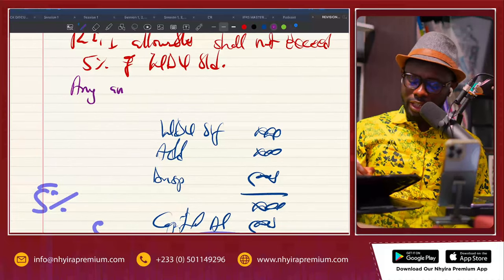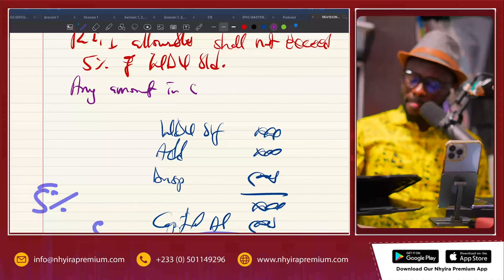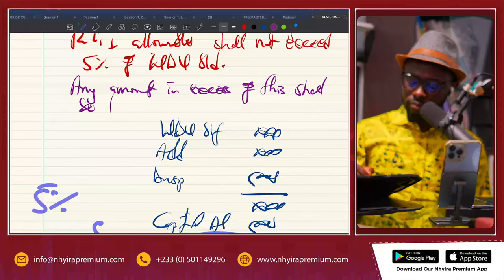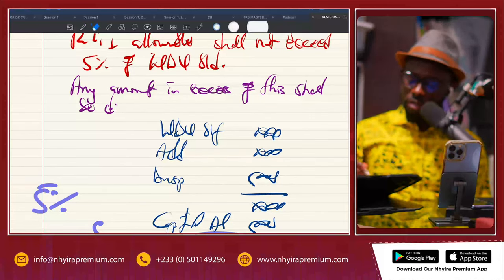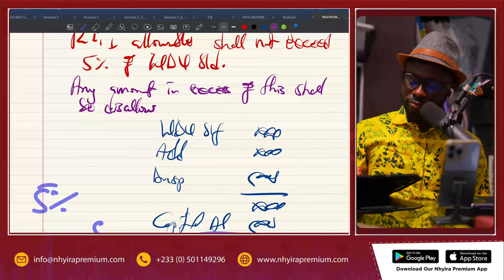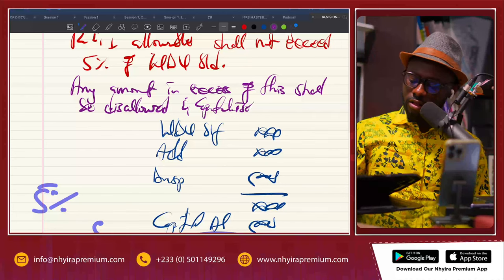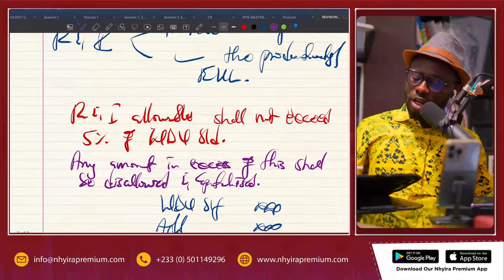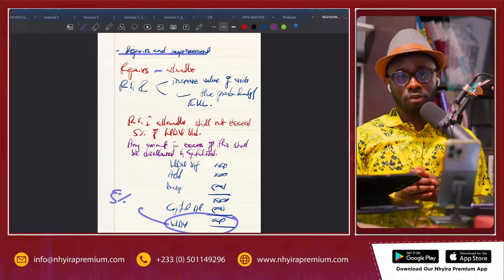So any amount in excess of this shall be disallowed and capitalized. That's it. So that is all about repairs and improvements.